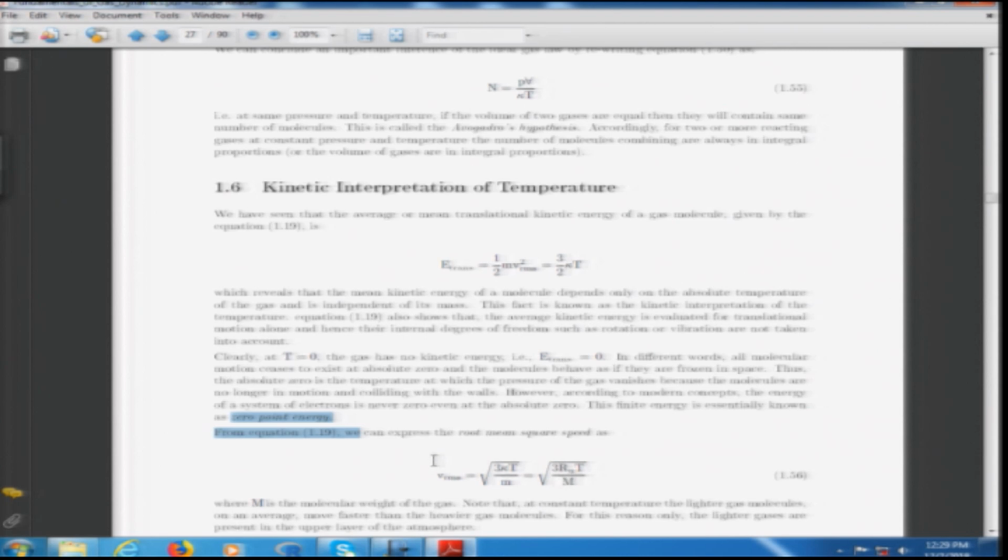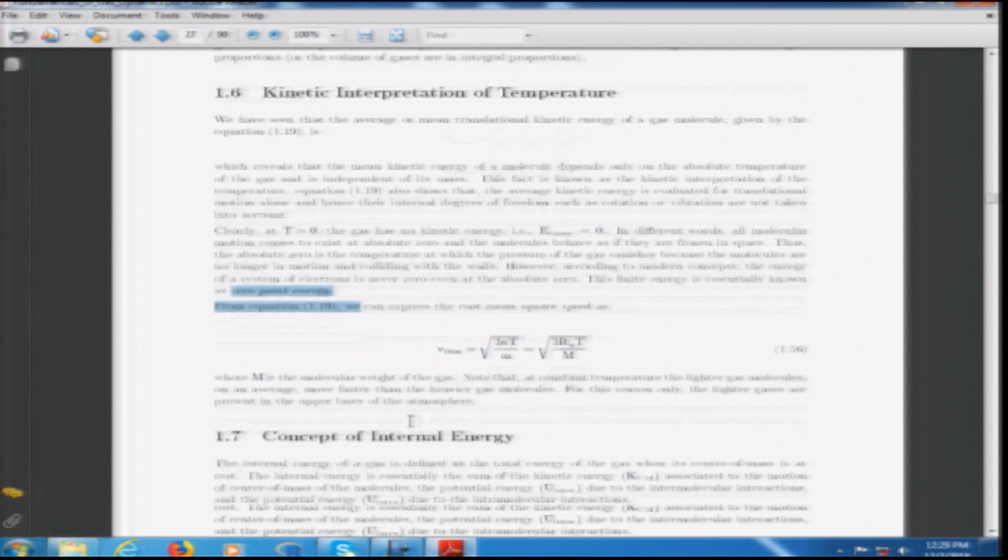We have already talked about this speed, and the effect of molecular weight we have seen in the graph. Because of this only, the lighter gases are found in the upper atmosphere, because they have a higher root mean square speed in comparison to the heavier gases, which are found in the lower layers of the atmosphere.